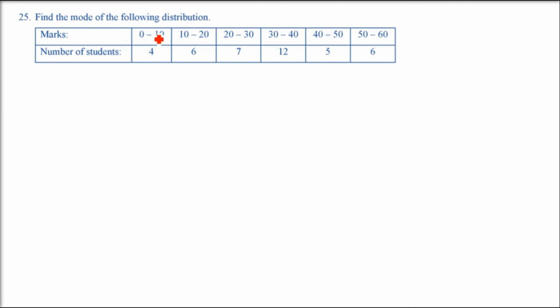Find the mode of the following distribution. So we have to find the mode. For that we need a modal class. Mode is the value whose frequency is highest. What is the highest? 12. So we will take this interval, that is 30 to 40, and we'll take the previous frequency 7 and the next frequency 5. The class interval difference is 10, 40 minus 30 is 10.